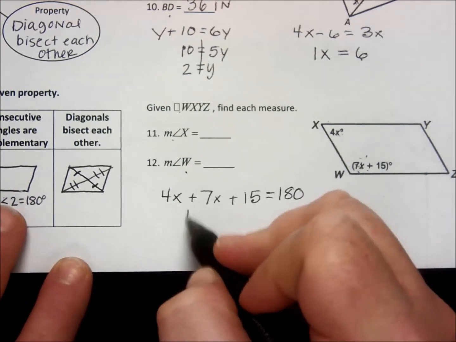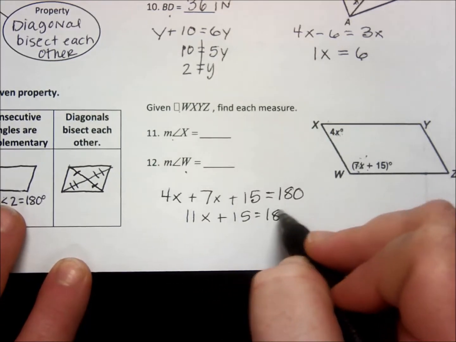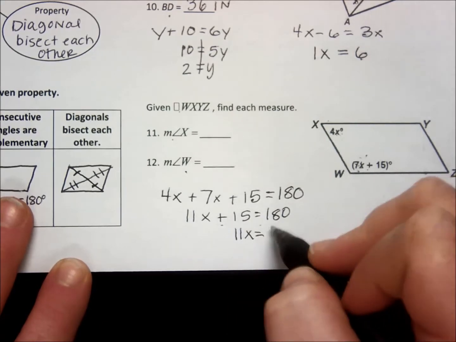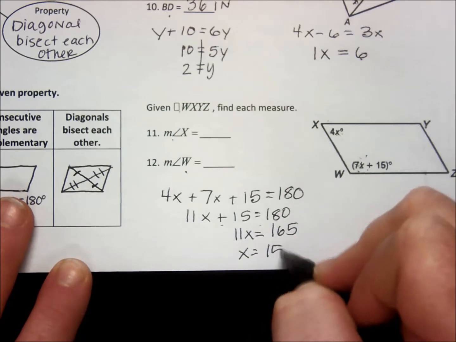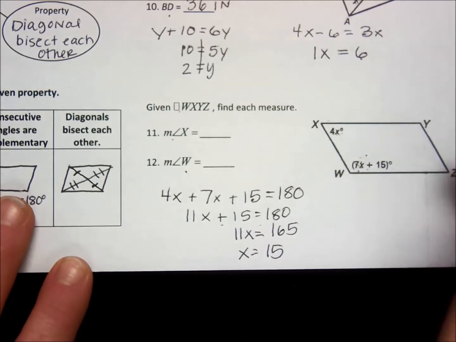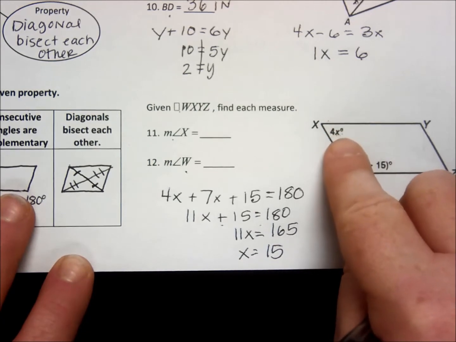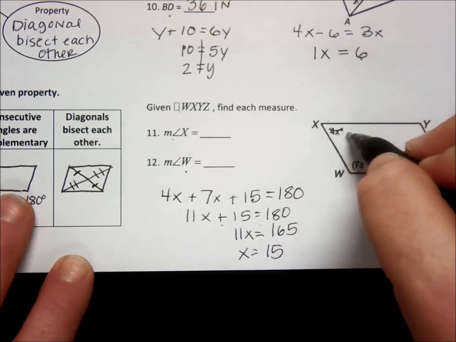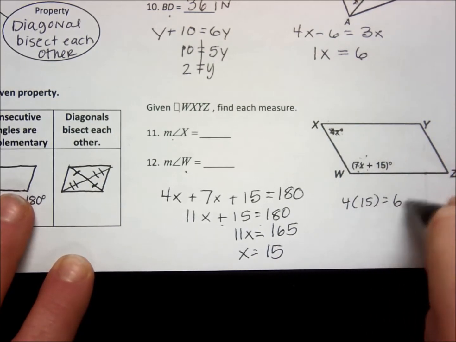So if I combine my like terms, I have 11x plus 15 equals 180. Subtract 15 from both sides, and then divide by 11. And I get that x equals 15. So I go back and I plug this into my equation. 4 times x, so 4 times 15. 4 times 15 should give me 60 degrees.